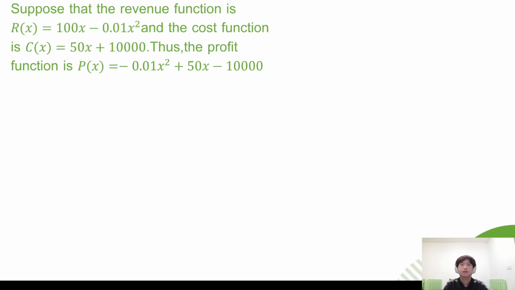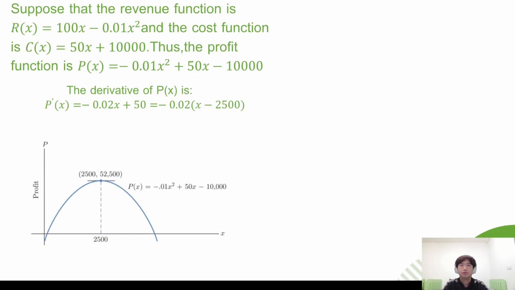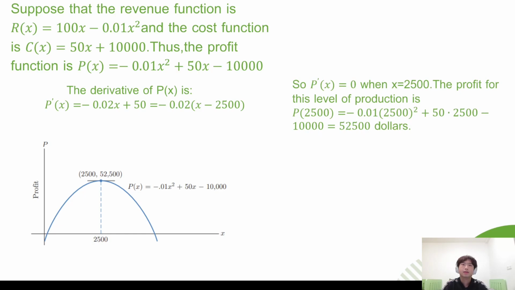And suppose that we have a revenue function and cost function now. So we can get a profit function. The derivative of P(x), the profit function, is as follows. And we can draw the profit function. So P'(x) equals 0 when x equals 2500. The profit for this level of production is $52,500.